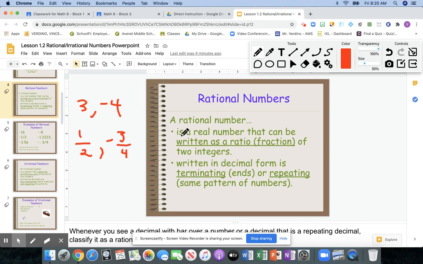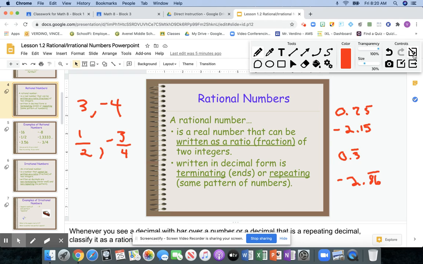Right? We could also write rational numbers as decimals, but these decimals have to be terminating, right? They have to have an end, or they can be repeating. They have to have some type of pattern. So you could have 0.75, -2.15. These both have an end. And then decimals that are repeating or have a pattern could be 0.3 repeating, or -2.86 repeating. All right. So you have decimals that are terminating. You have decimals that are repeating.